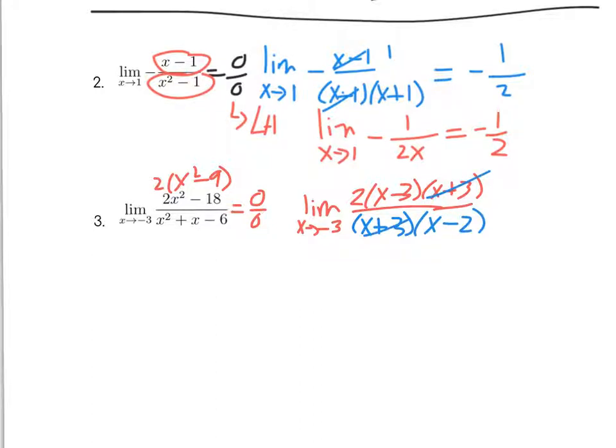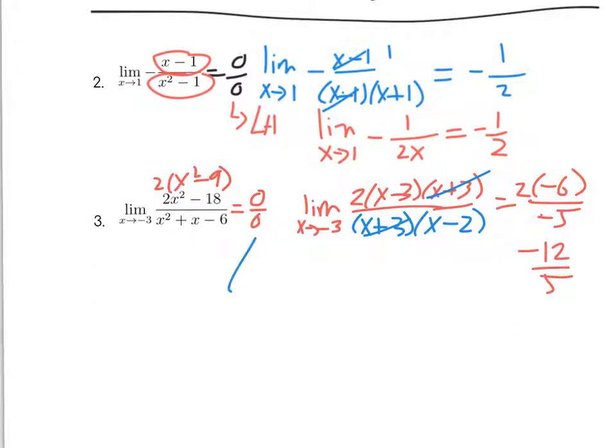Those cancel. And when I plug in negative 3, we get 2 times negative 6 over negative 3 minus 2, which is negative 5. So that's going to be negative 12 over 5.